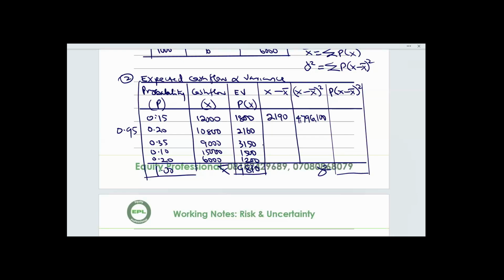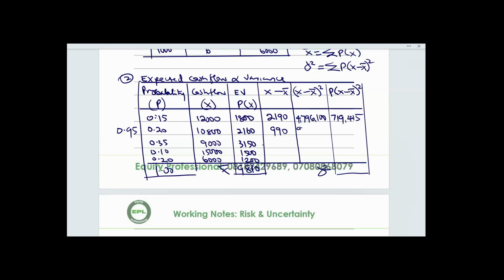Then we get 719,415. Okay. Then the second line, 10,800 minus 9,810. What do you get? 990. 990 squared.